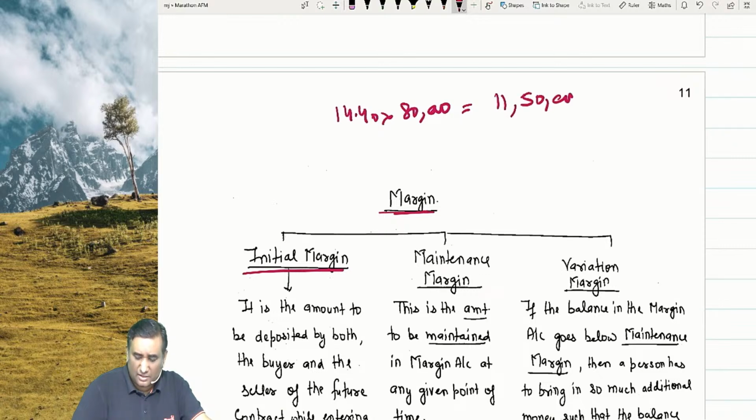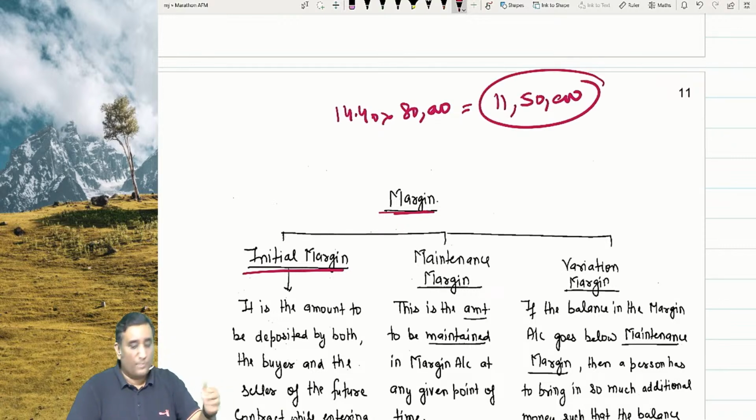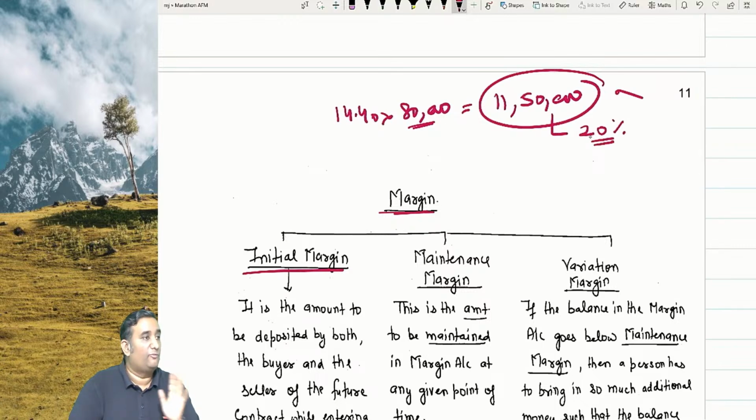50,000 approximately, roughly I am taking. Now let's suppose you buy 80,000 shares in cash. You will have to make payment of 11 lakh 50,000. That's the entire 11 lakh 50. If the idea is non-volatile for some time and remains stagnant, then there could be a possibility the exchange will ask you to pay only 20% in the derivative market.